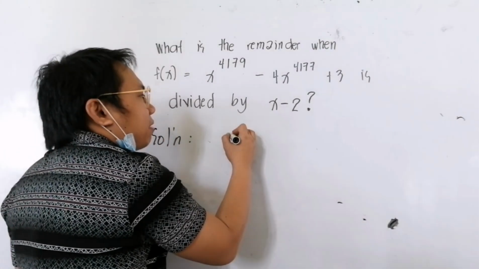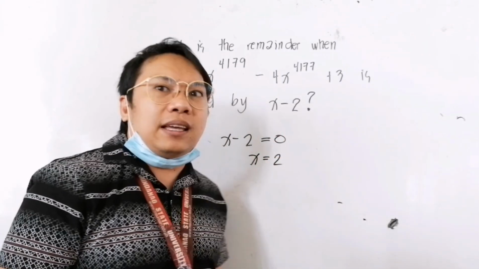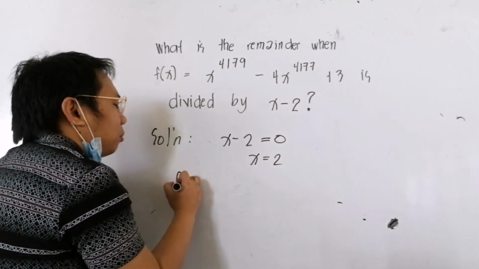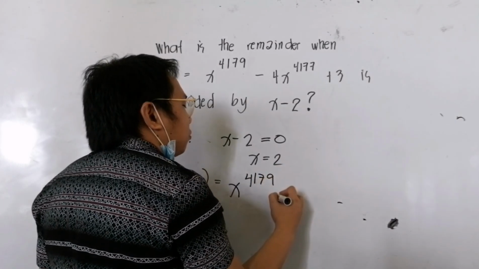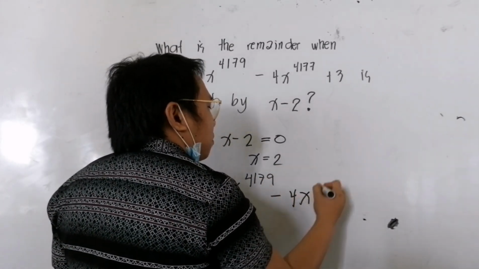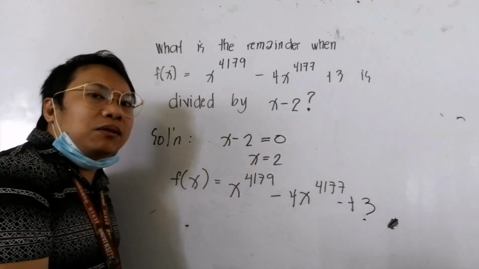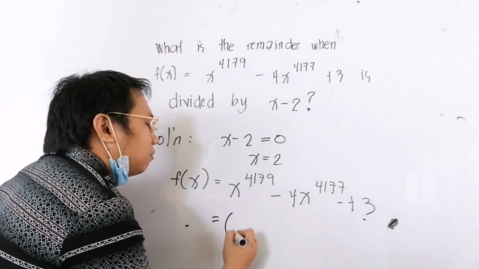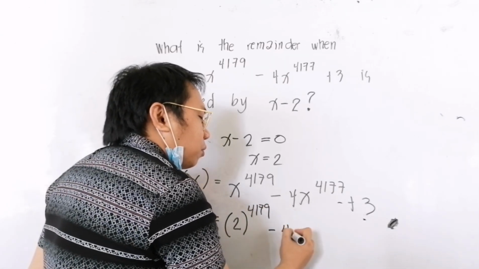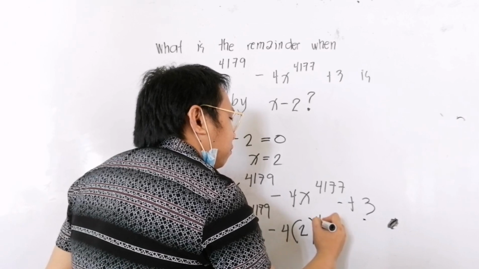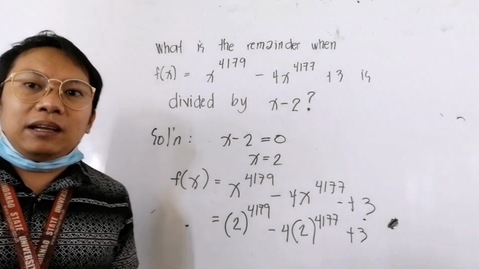Again, our given divisor is x minus 2. Equate that one to 0. This will give you x is equal to 2. Our given polynomial function f of x is equal to x to the power of 4,179 minus 4x to the power of 4,177 plus 3. Substitute the value of your x to the given polynomial function. This will give you 2 to the power of 4,179 minus 4 times 2 to the power of 4,177 plus 3. So here is where our problem comes in.